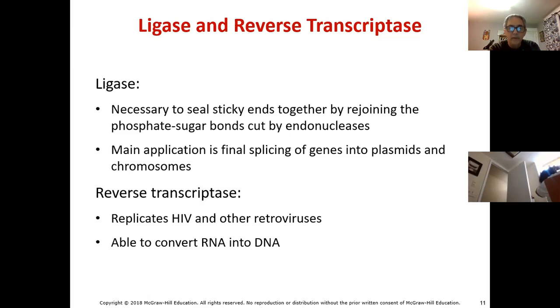An important enzyme from the retroviruses, and HIV is a retrovirus, is that they have this unique enzyme we call reverse transcriptase. They can take their genetic material, RNA, and use this enzyme to make complementary DNA. So they're able to convert RNA to DNA.